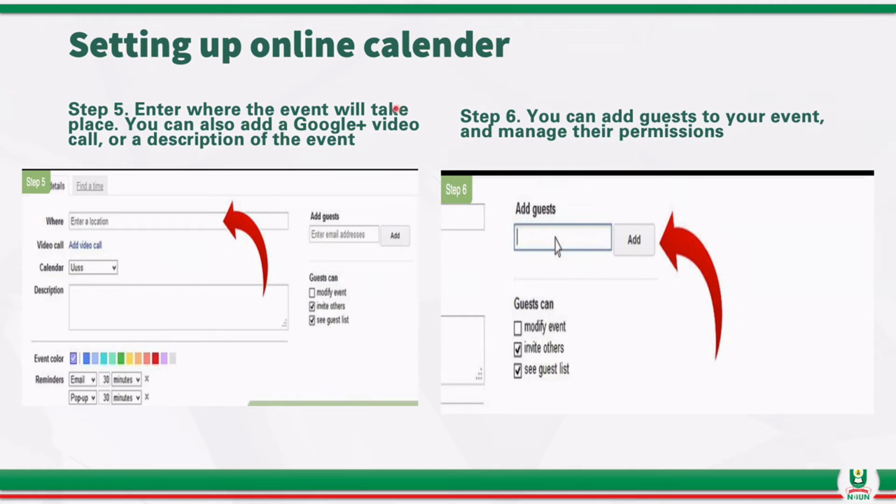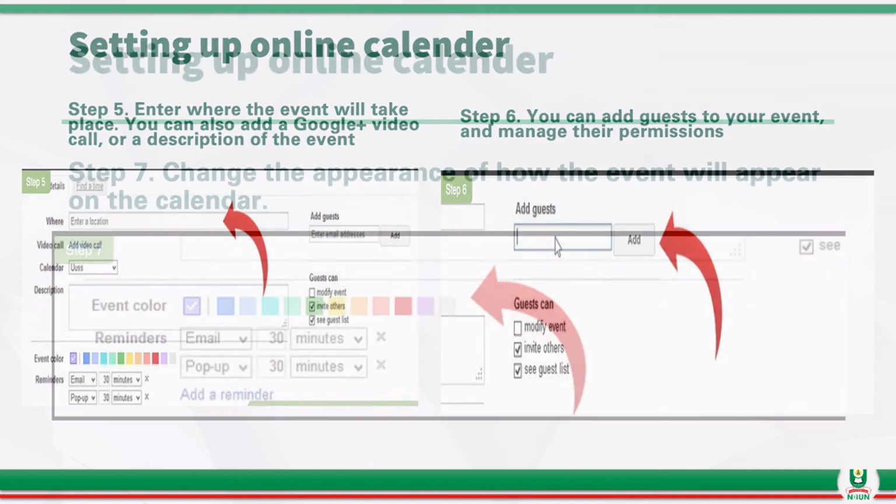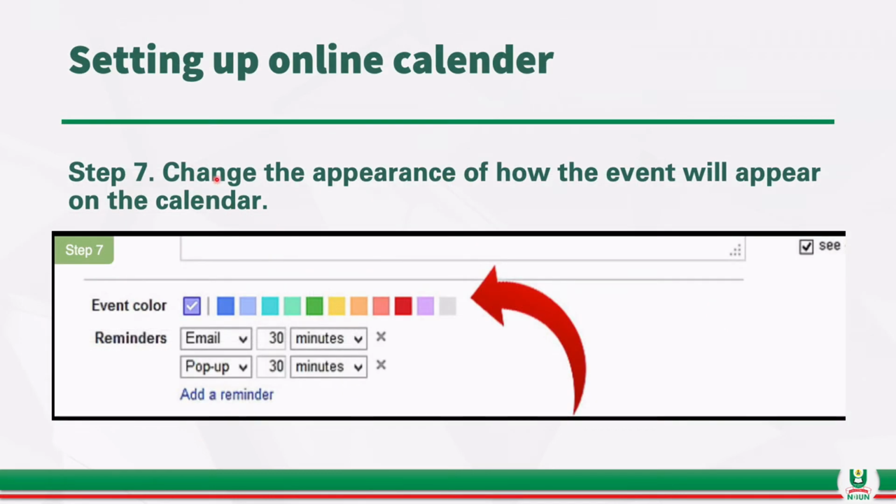First, you can add other guests, set their permissions, and manage them, if you want to invite other guests or see the guest list. Finally, you can change the appearance, make it beautiful and attractive, appealing even to yourself, so you can choose any color you want.